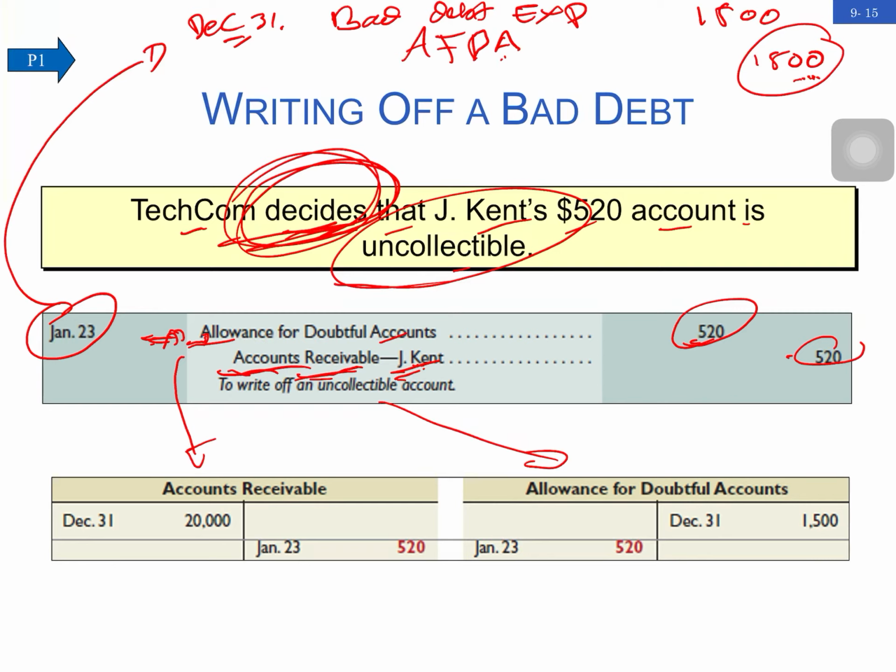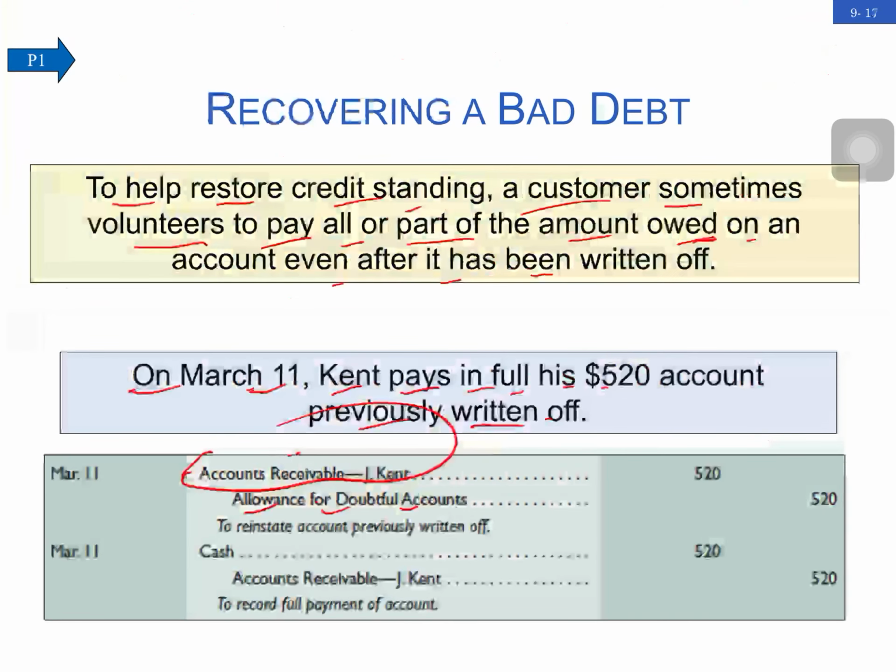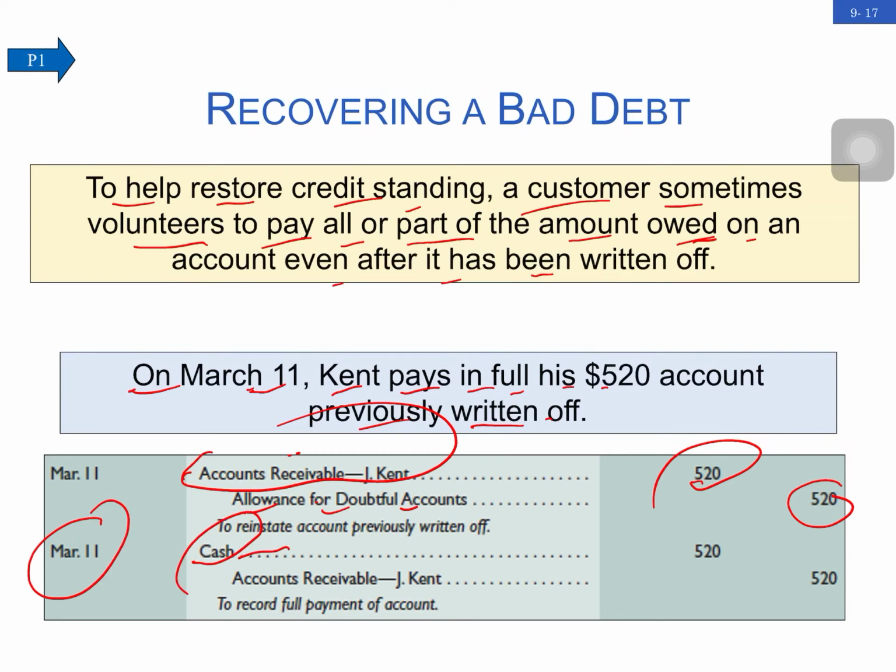So when suddenly the customer comes to your company and says they're going to pay you back, you need to recall the account receivable. When you recall it, you just change the position. Okay. Account receivable on debit and allowance for doubtful accounts on credit, 520 and 520. And then on the same day, March 11, you record the collection of the money for 520. Okay.